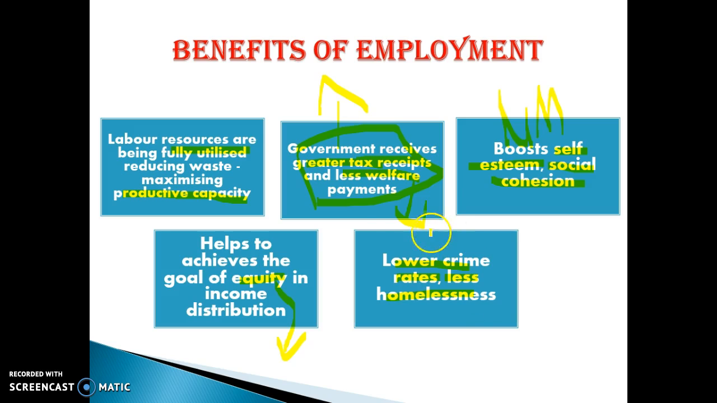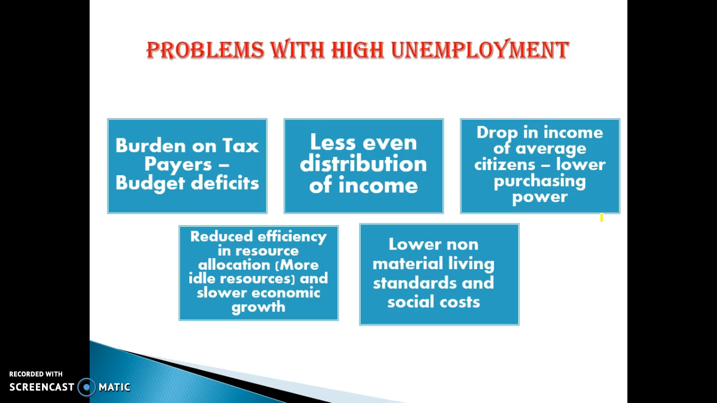You have to make links to the benefits for the government, for society in general, and for individuals as well. Now, problems with high unemployment. It's kind of the opposite: benefits of employment versus problems if unemployment's too high, but both are related to why we want people to have jobs. Problems include that it's more of a burden on taxpayers. The more people that are unemployed, the bigger the burden on those that are working to pay higher taxes. And if the government doesn't put that burden on taxpayers, it could lead to budget deficits because we're paying more in welfare.